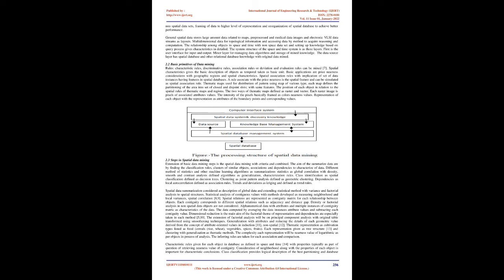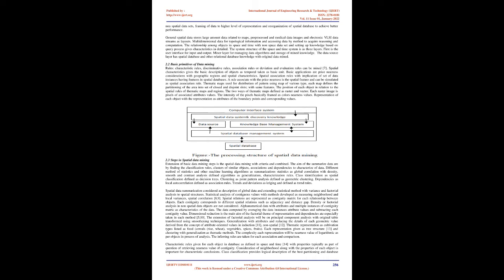Spatial data summarization is considered a description of global data, extending statistical methods with variance and factorial analysis to spatial structures. Statistical analysis of contiguous values uses methods developed for measuring neighborhood and local variances, and spatial correlation 8,9. Spatial relations are represented as a contiguity matrix for each relationship between objects. Each contiguity corresponds to different spatial relations such as adjacency and distance gap.